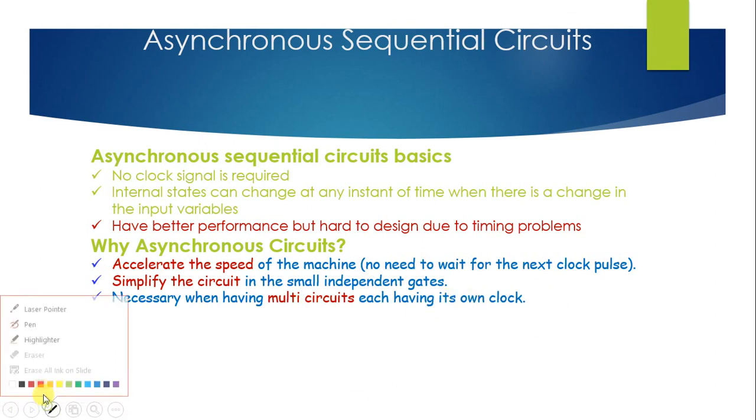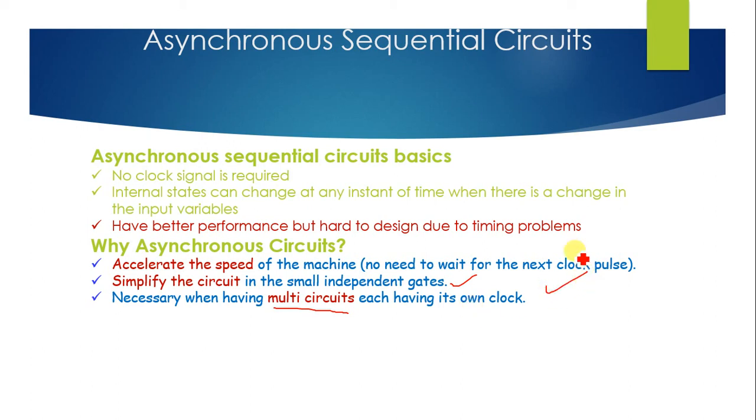They have small independent gates. This logic can be executed with small independent gates. These are necessary when we have multiple circuits, each having its own clock. In asynchronous circuits there is no clock, but when we are dealing with multiple circuits with individual clocks, we have to go with an asynchronous fashion, else the clock signals will not sync, thereby giving a faulty output.